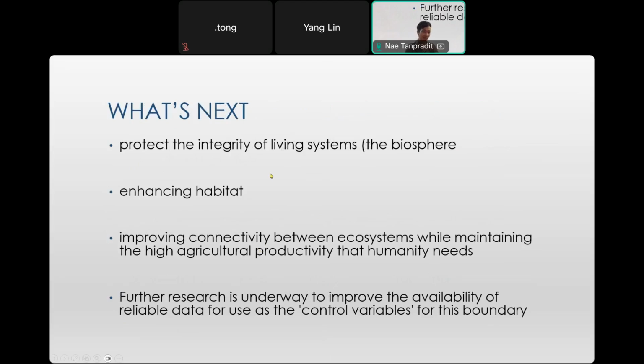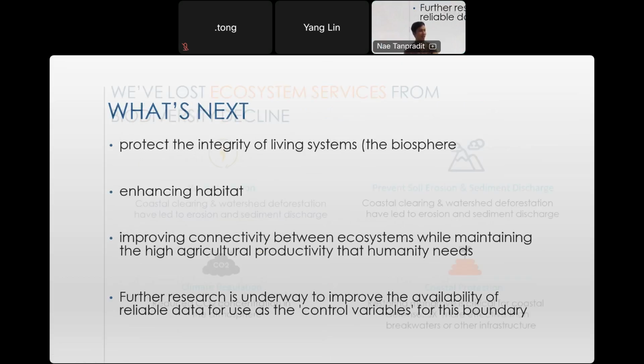We have talked many times in many classes that we should protect the habitat, protect the integrity of the living system, and keep the habitat from being fragmented or changed by land use, improving the connectivity, when we talk about the corridor, right? With Dr. Yai Ratanavat's class, and with the future researchers.